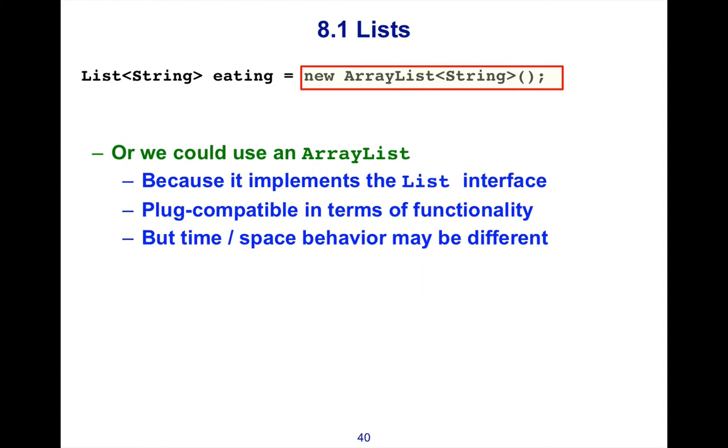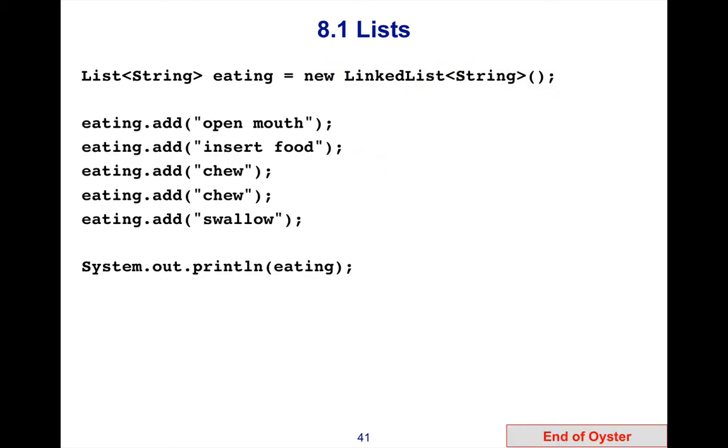If we have the linked list constructed and received by the variable eating, we can then start to use it. Here you see us adding strings to this linked list. First we open our mouth, we insert food, we chew twice and swallow, and this is basically a recipe for how to eat a meal. When we print this out, we should see those elements in turn. You're next going to try implementing this, and then you'll try using the same operations on a set.